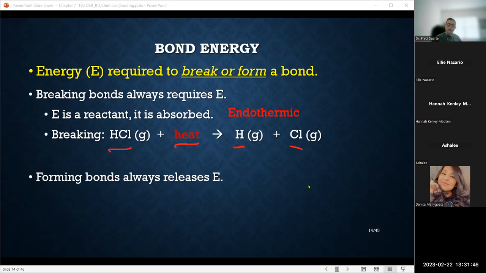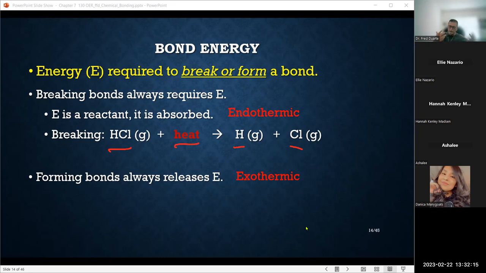Now, when we're forming bonds, bringing elements together to form a bond, there's a release of energy. And we call that an exothermic process. Again, back to the pharmacy, there are also packs that you can buy, smack them together, and they get hot. So you can put them on a sore muscle or sprained ankle, something like that. Those are hot packs.